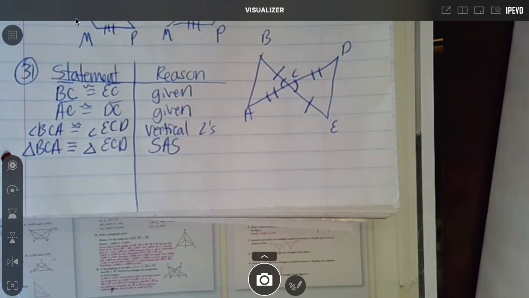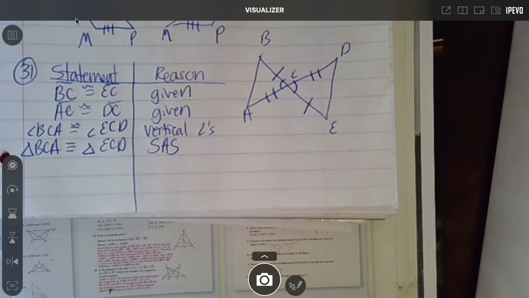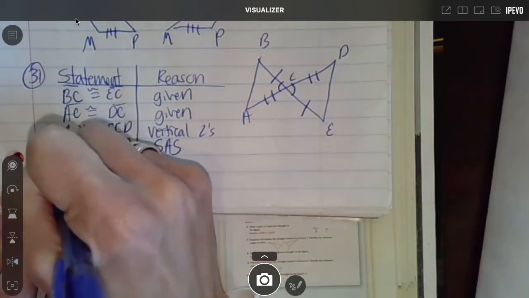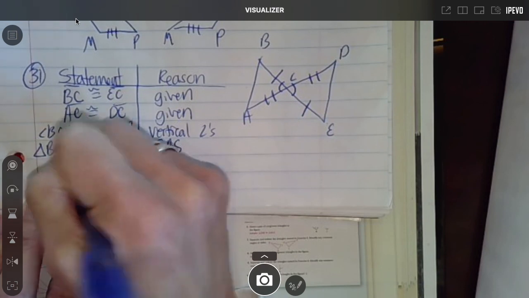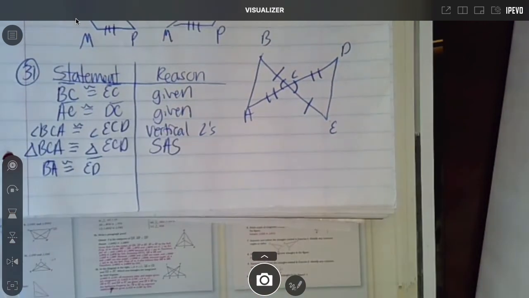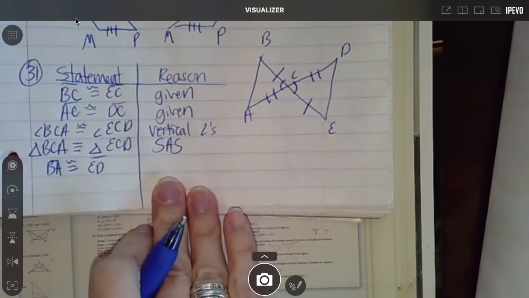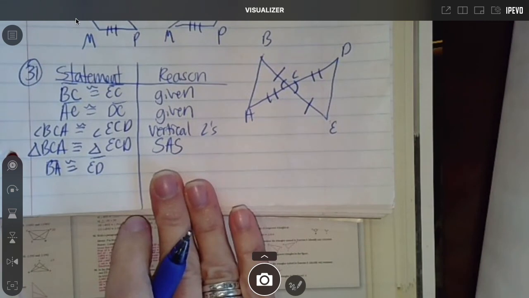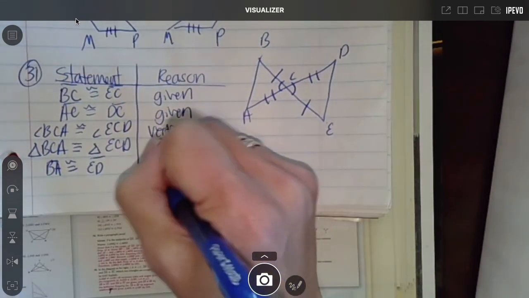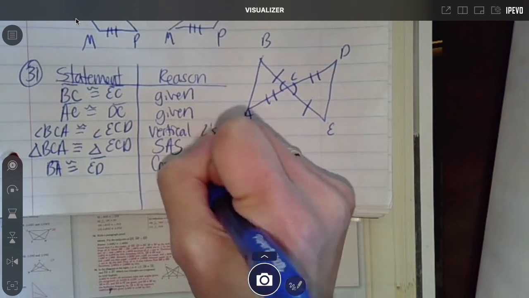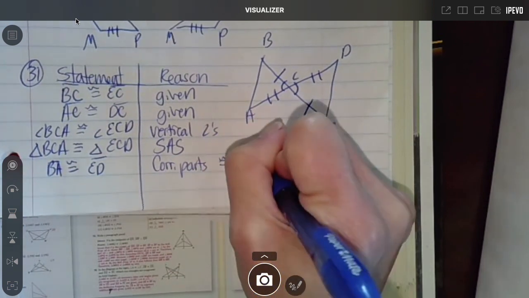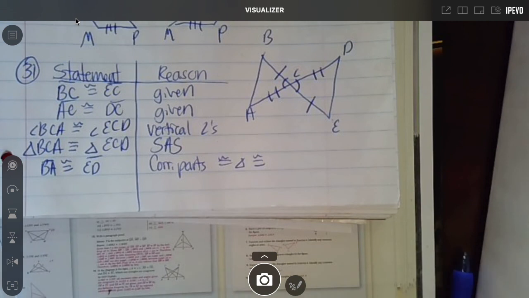Okay, so I've said everything but the last part. Then, what am I trying to prove? Look on number 31. What's the thing it says prove? BA. Okay, so I'm going to write that. BA is congruent to ED. And how do I know that? That's the last thing I'm trying to prove. Even if you get to this point, you've earned almost all your credit. Okay? But what is this reason? There you go. Corresponding parts of congruent triangles are congruent. Even if you miss something, write what you can to earn your partial credit.